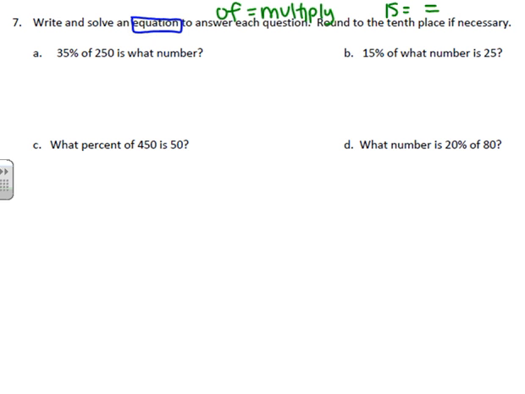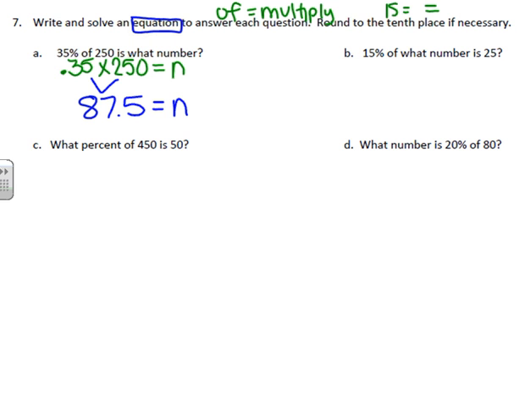So 35% is 35 hundredths of 250 is what number? And we'll use a variable to represent what number. When you multiply those two together, you get 87 and 5/10.